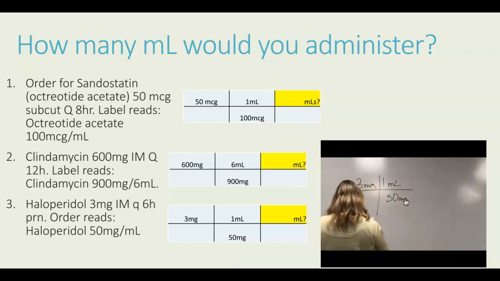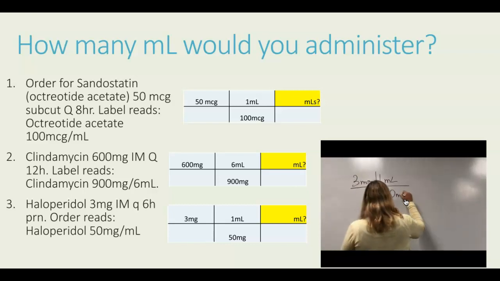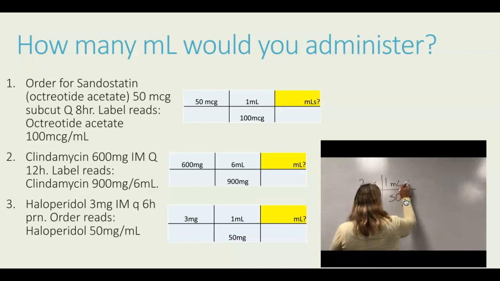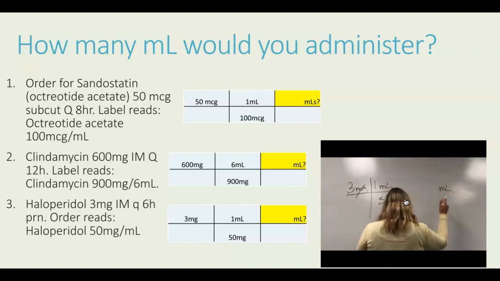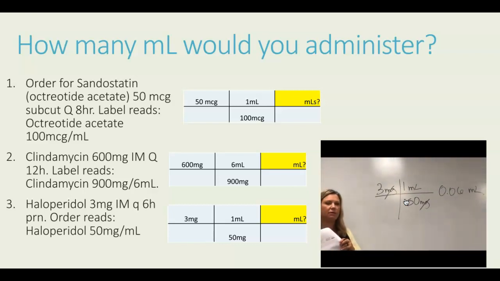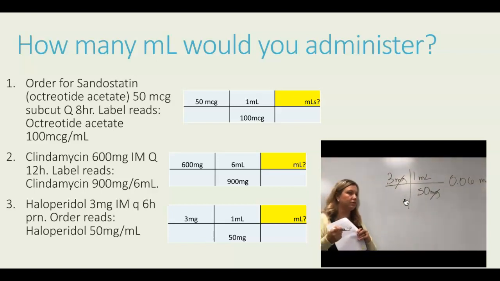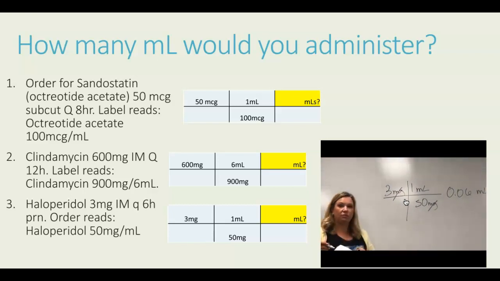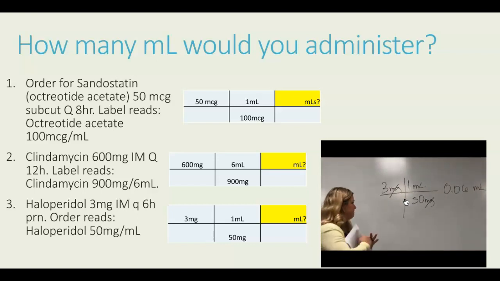And this is a really, really tiny dose. Okay? So milligrams will cancel out and we're left with milliliters by itself. But if you did the math, it'd be 0.06 mL, which would be a really, really tiny amount. You'd need a really small syringe, like a TB syringe, but that would be your volume. Okay? All right.